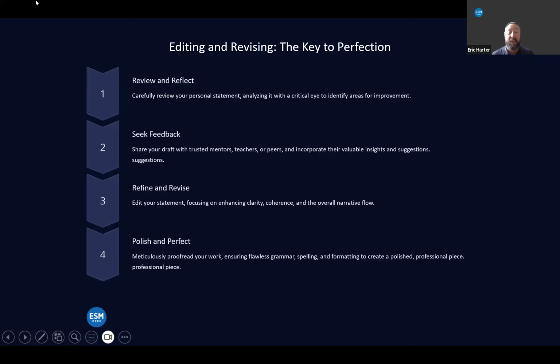Now we're on to probably what I think is actually the most important part of writing a personal statement, which is beginning that editing and revising. That is the key to perfection. This is not a one draft and you're done. I think it's an 8 to 10 draft essay, from top to bottom.